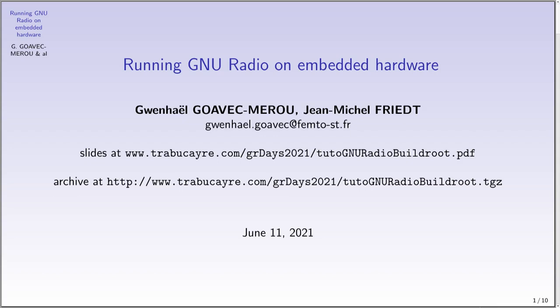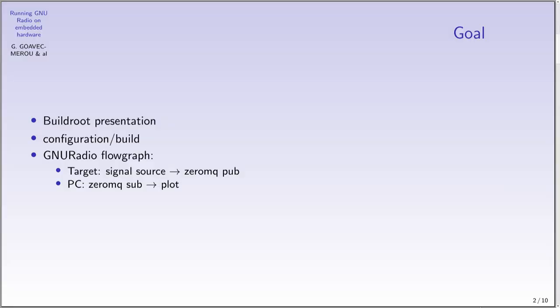The goal of this tutorial is to present the use of GNU Radio on embedded hardware with an operating system built by BuiltFruit. This tutorial is split into three steps. First one is a presentation of BuiltFruit and a comparison with some distribution like Debian or Ubuntu. After that, we will download a BuiltFruit source and configure and build this. And finally, we create two flow graphs.